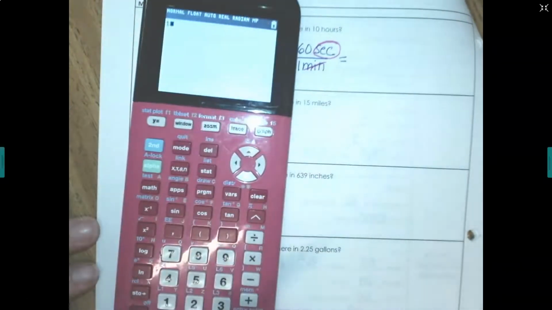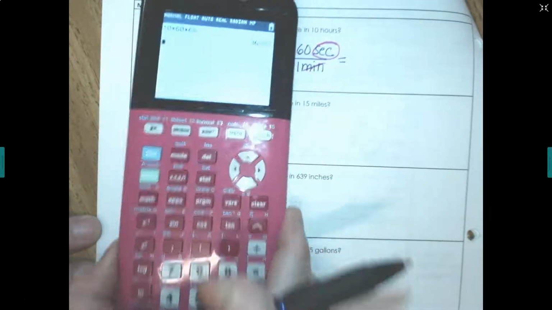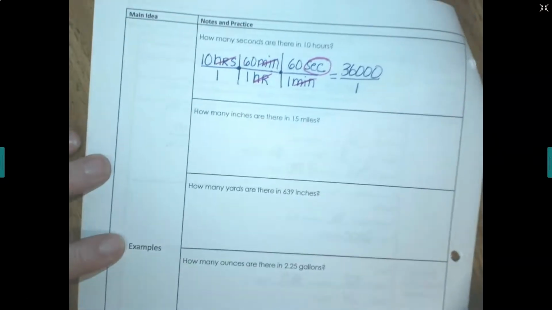So you're going to multiply across the top and bottom to get your final answer. So take your calculator and you're going to multiply 10 times 60 times 60, and I got 36,000. So I'm going to write on the top 36,000, and on the bottom it's 1 times 1 times 1. So that's not actually going to change anything. It's just a 1 on the bottom.